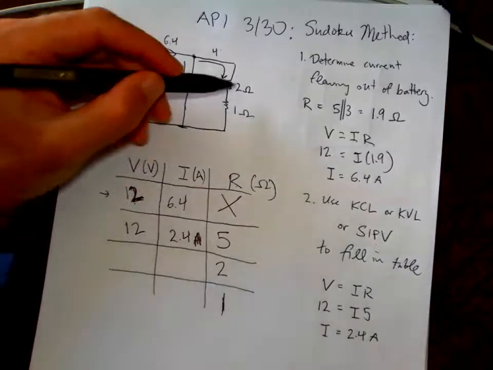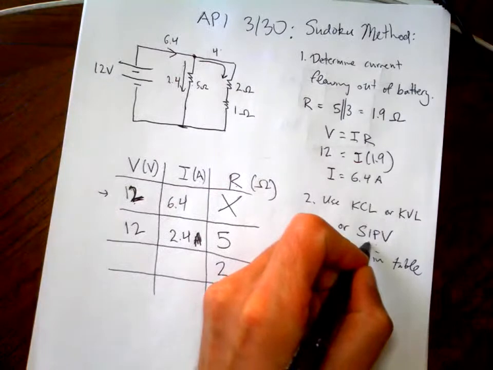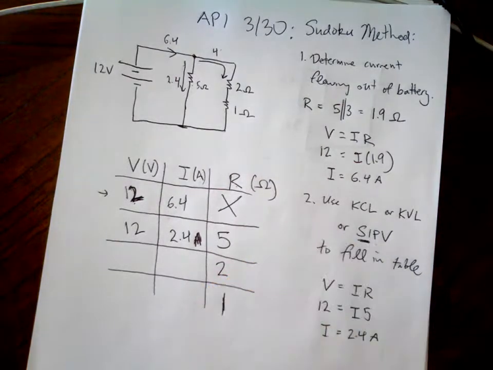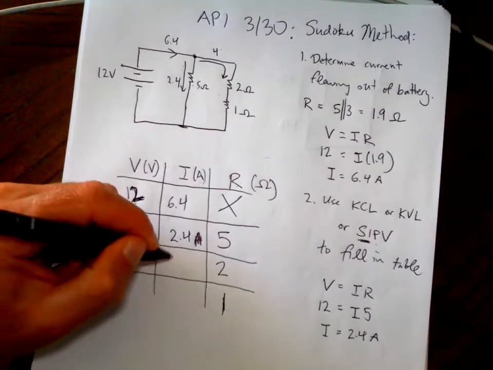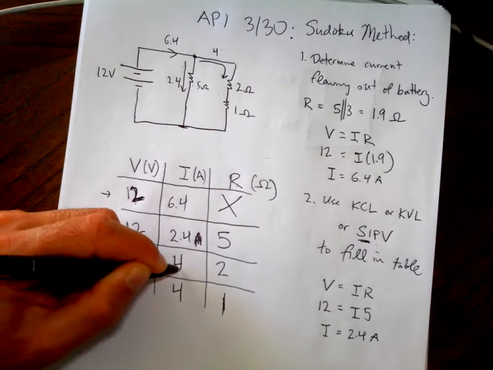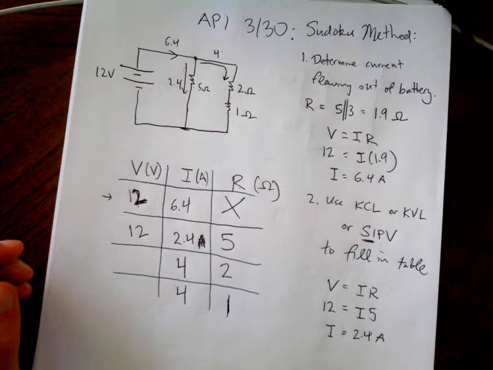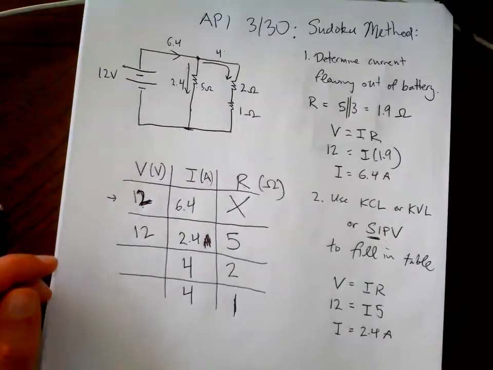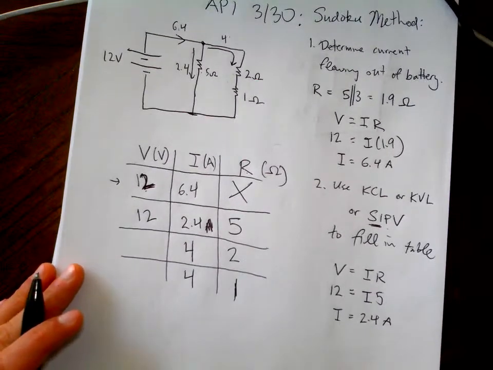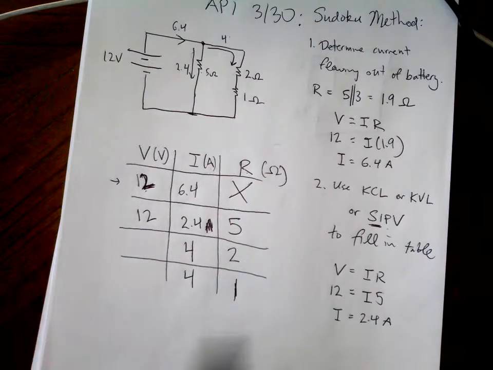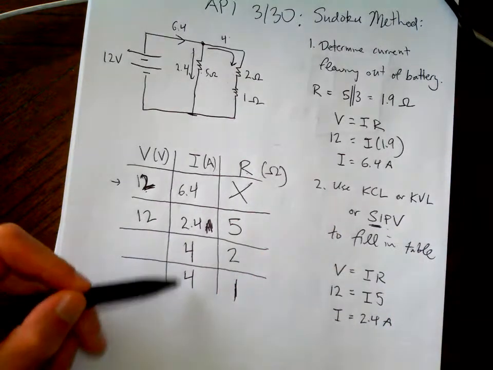Now, see how the 2 ohm and the 1 ohm are in series with each other. According to SIPOV, series things have the same current. So these two resistors both have a current of 4 amps. So I used KCL and SIPOV to determine those currents.